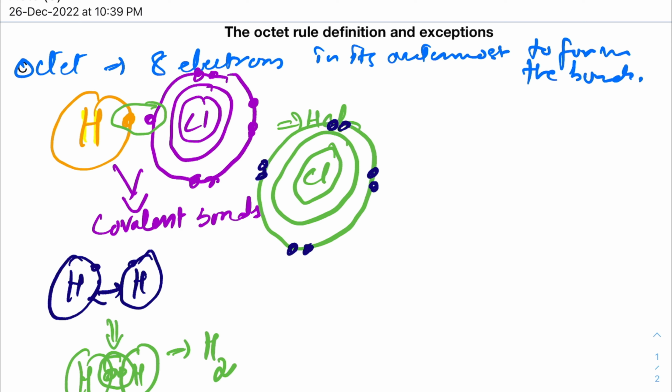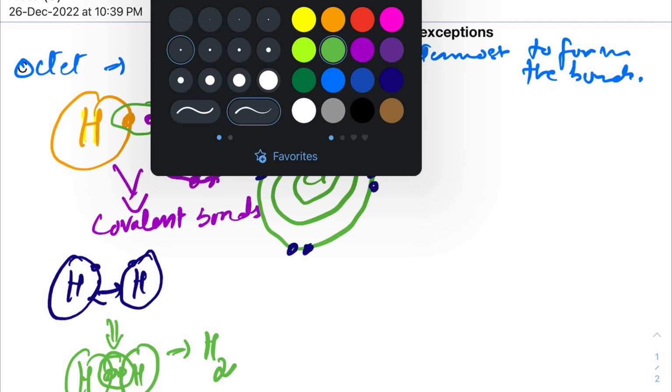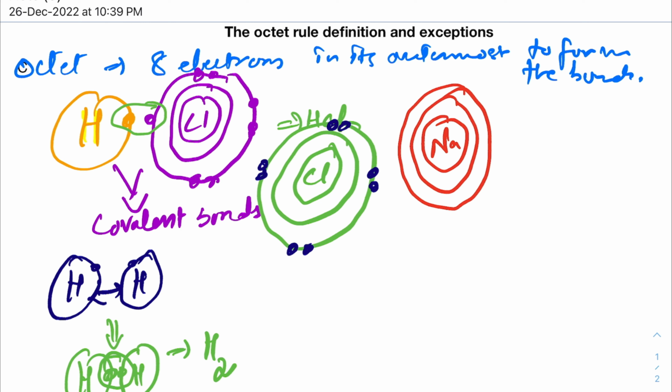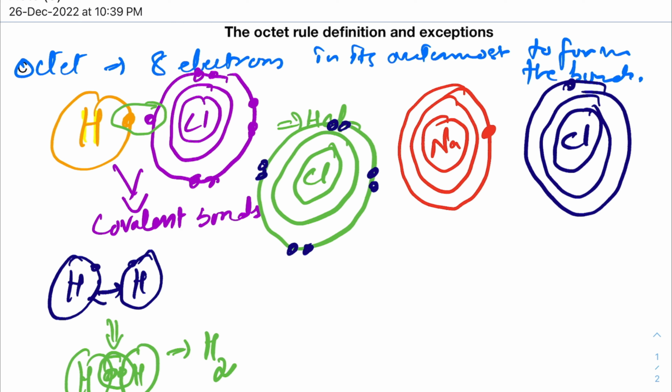How about when sodium and chlorine react with each other? Sodium is a metal, while chlorine is a non-metal. Again we see that sodium has 1 electron in its outermost shell, and chlorine contains 7 electrons in its outermost shell.